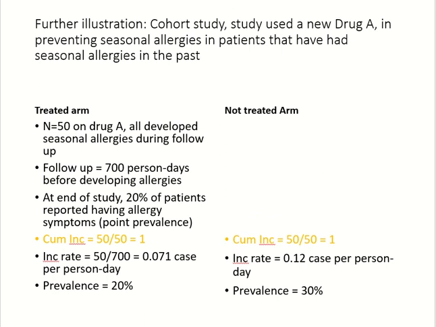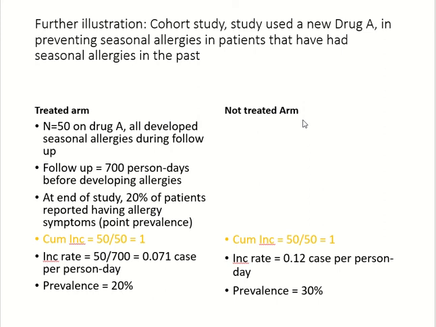So here's an example for further illustration of these concepts. This is a study that looked at a new drug in preventing seasonal allergies in patients who have had seasonal allergies in the past. So we have two arms, one arm that was treated and one arm that was not treated. Now what you need to know is that all 50 treated eventually reported symptoms, and all 50 not treated, all of them eventually developed symptoms. So where's the difference? Let's look at the results and try to understand the difference between the two arms.